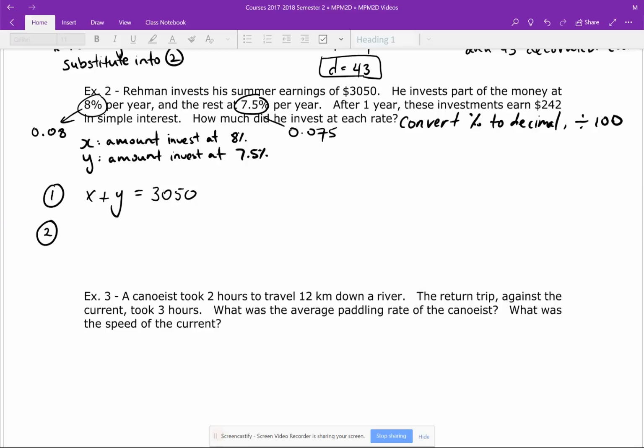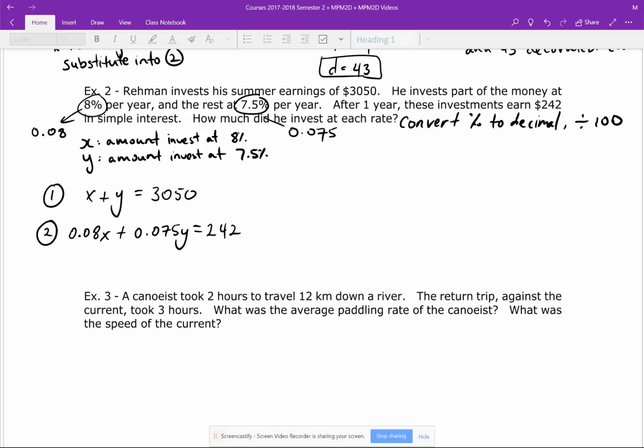Okay. Equation number 2 involves the percentages. So 8% of X plus 7.5% of Y gives you the amount of interest that he earned. So you earn $242 of interest. Here are the two equations. So now you can look at equation number one, much simpler. There's no decimals, okay? Equation two is a little bit more messy.